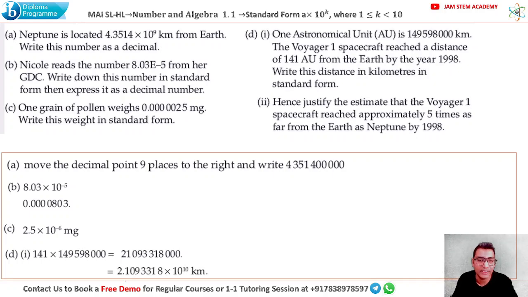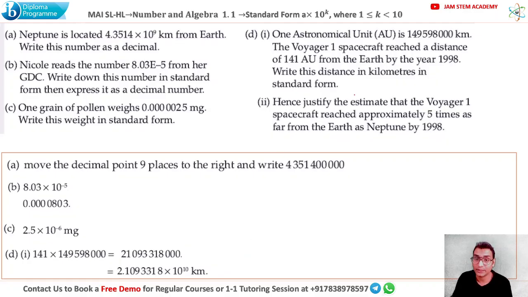So in this way you can write it as 2.10933318 times 10 raised to the power 10 because there are 10 digits here. Okay, so this many kilometers. This is the standard form over here and that was the decimal representation. Standard form.